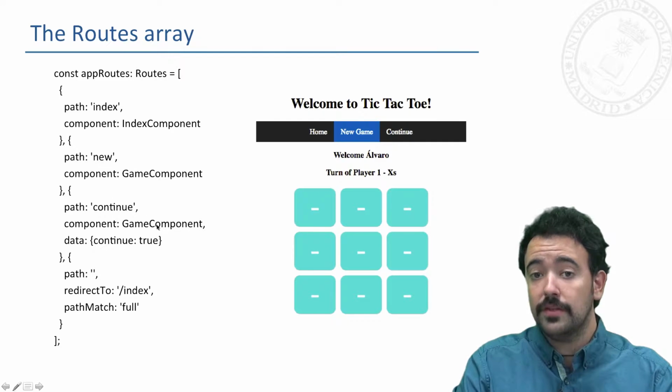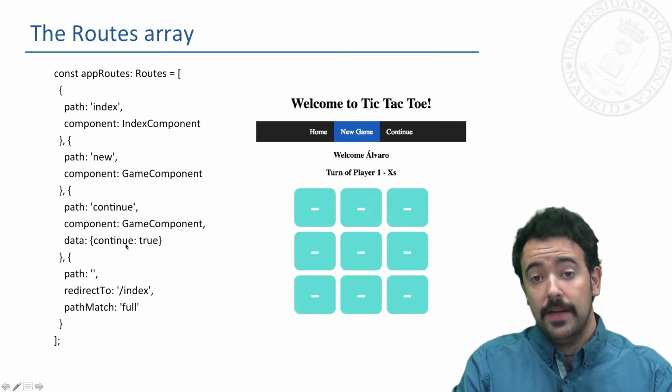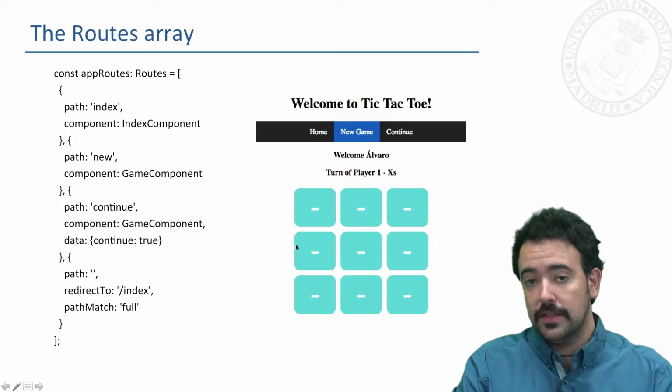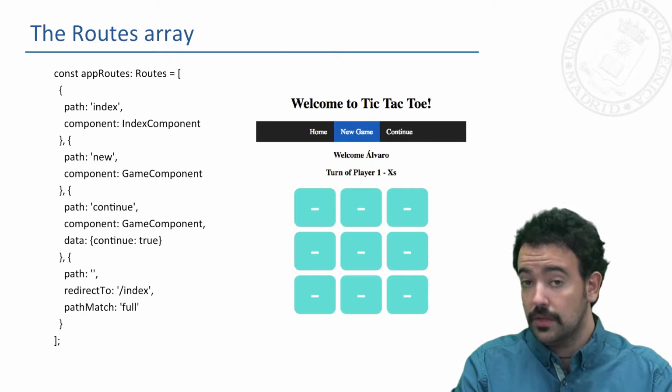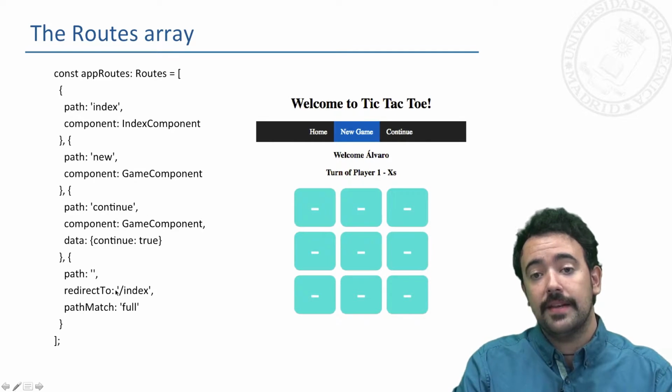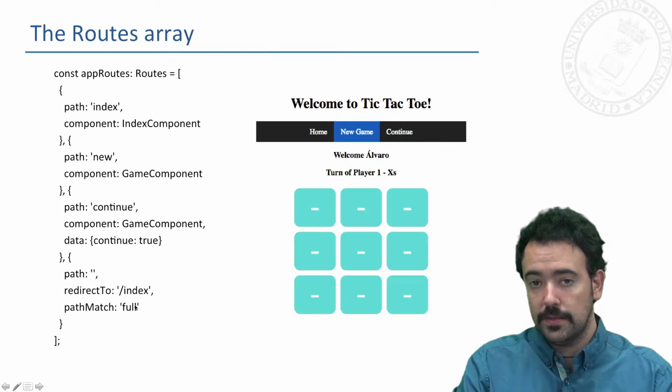In the game component, of course, we will have to check if this parameter continue is set to true or not, and depending on it, getting an empty board or rendering an already started game and putting the state in the board. Finally, I have here another path in order to get requests to the root of the application and redirecting them to the index.